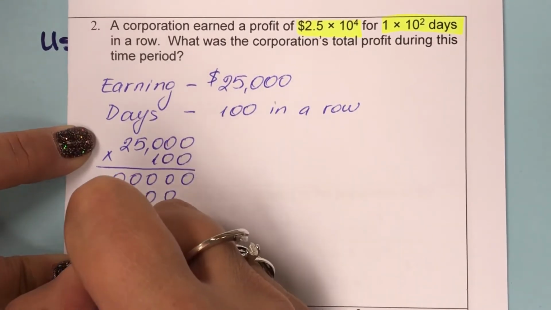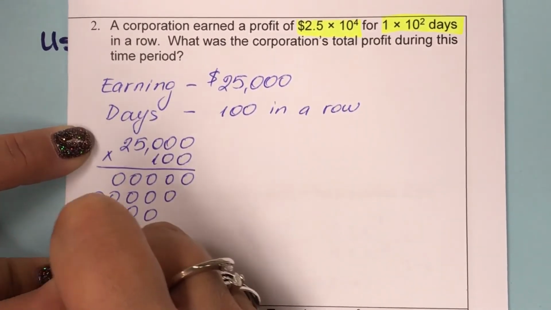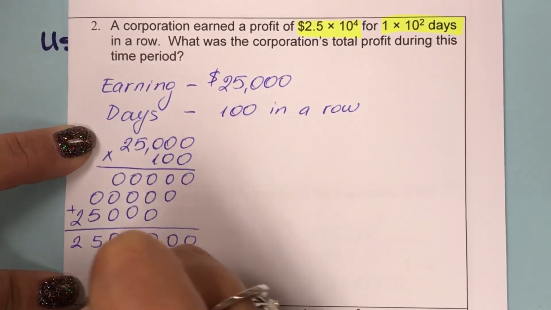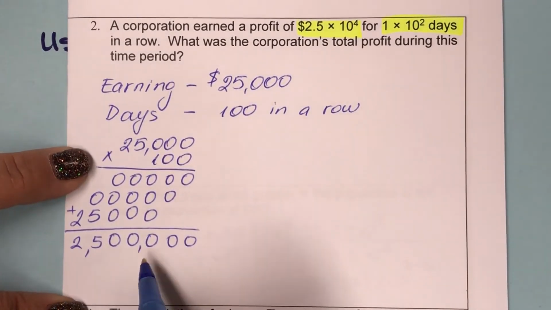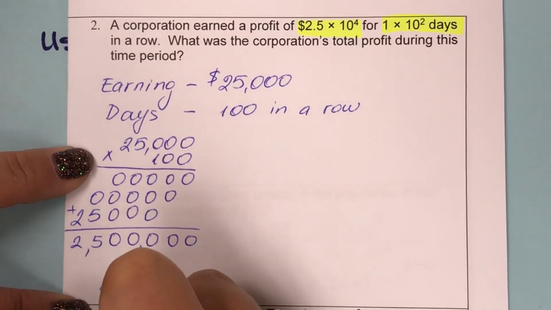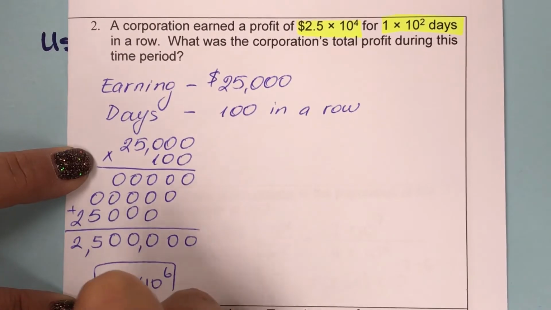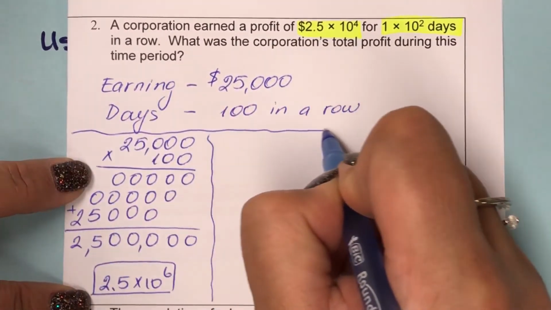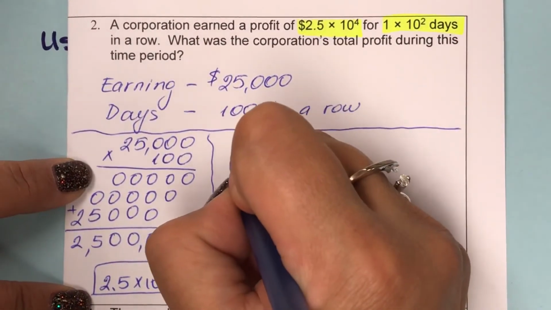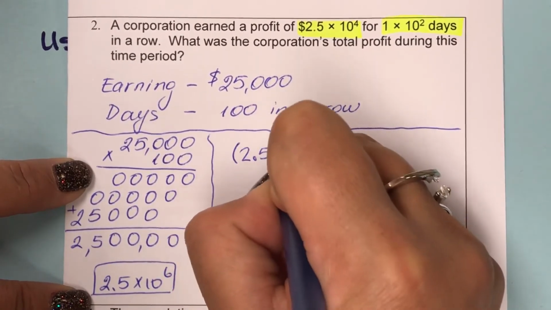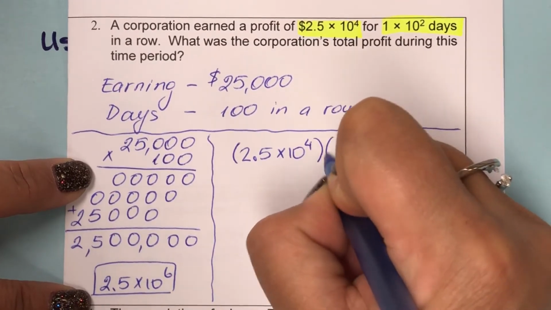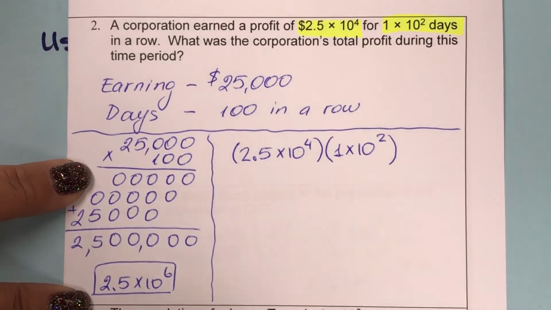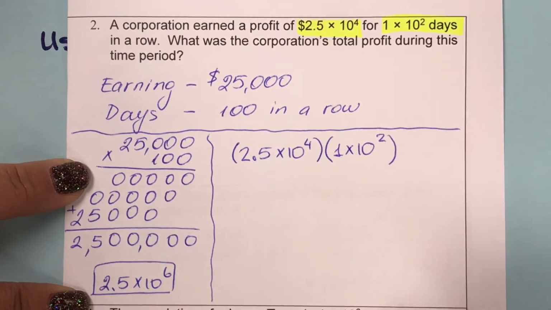Multiplying 25,000 by 100 and converting that to scientific notation, which is 2,500,000, or 2.5 times 10 to the 6th power. Or we can do this multiplication using the rules of exponents and scientific notation. So the first number was 2.5 times 10 to the 4th power. That was the earning, and then we need to multiply that by the number of days that the earnings were made, and that's 100, or 1 times 10 to the 2nd power in scientific notation.